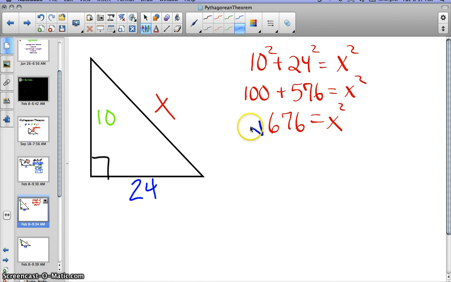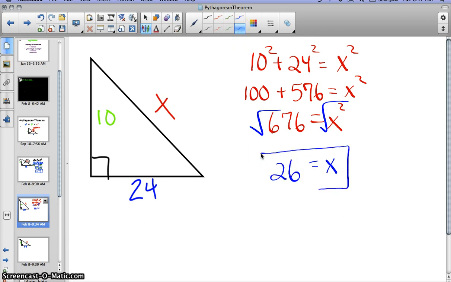We're going to take the square root to get rid of the square on the x. So x is equal to 26. And again, feel free to use your calculator. I don't expect you to do those in your head. That's quite alright.